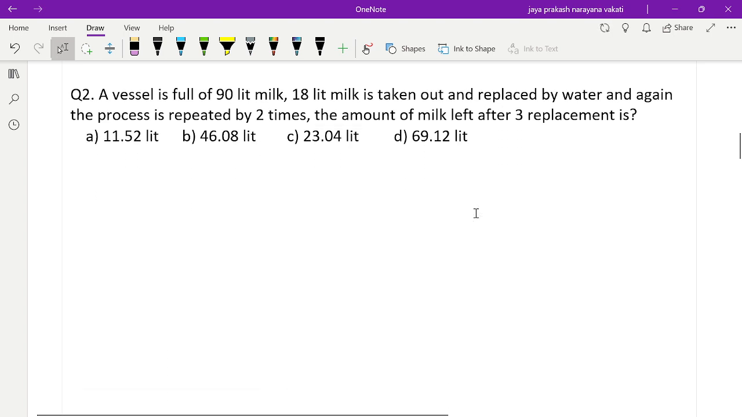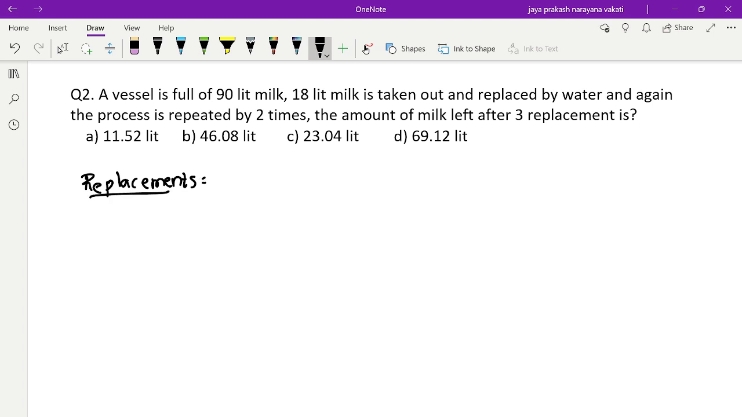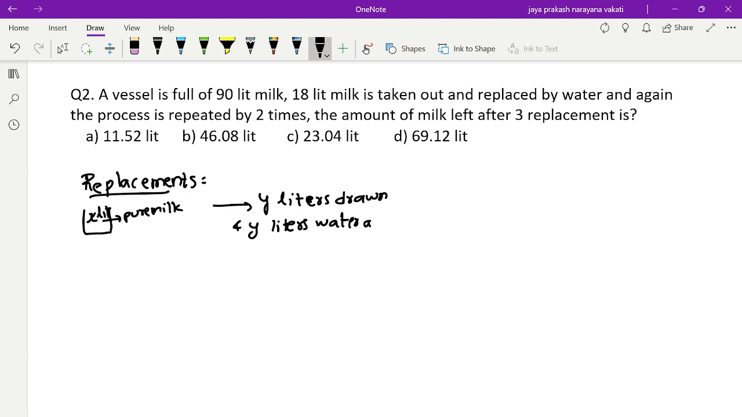Yeah, guys, this is a problem on replacements. So we'll just see a small formula here which will work in 90% of problems. So here the problem scenario is there will be a pure milk in a vessel, let's say X liters. Out of X liters, Y liters taken out, Y liters drawn, and Y liters water added.